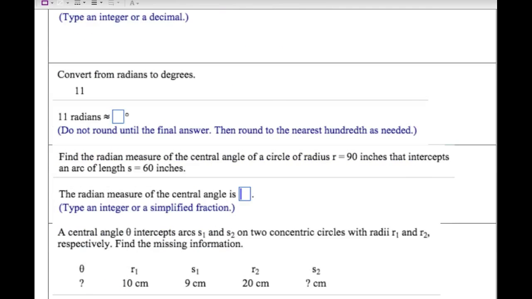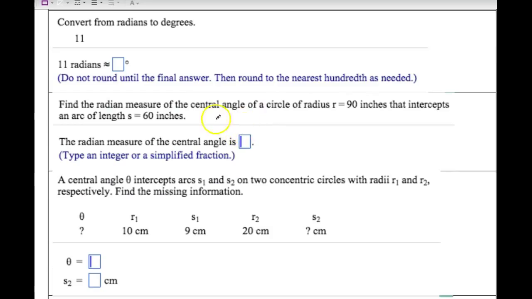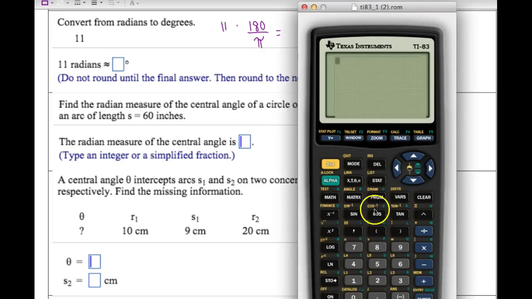Okay, convert from radians to degrees. Now in this one, we're not going to get a nice answer. So what I'm going to do is multiply 11 times 180 over pi. Now it says here, round to the nearest hundredth as needed. So we know we don't want things in terms of pi. So if you put this in your calculator, 11 times 180 divided by pi.